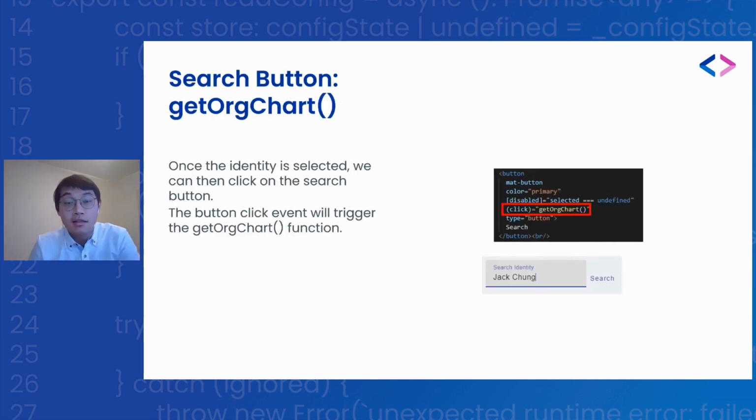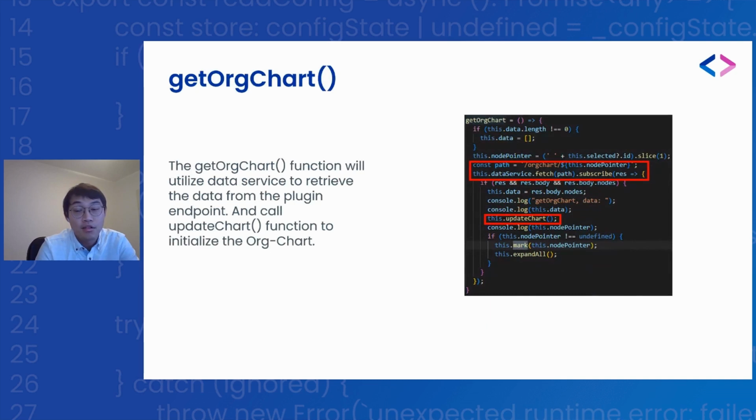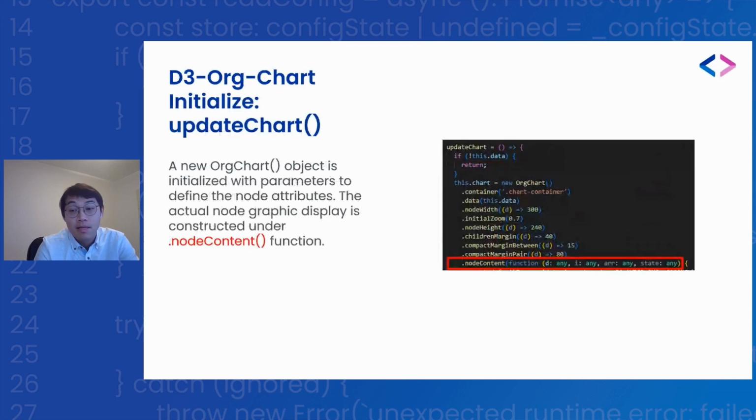Once the identity is selected by the user, we can then click on the search button. The button click event will trigger the getOrgChart function. The getOrgChart function will utilize the data service to retrieve the data from the plugin endpoint and call the updateChart function to initialize the org chart. The updateChart function basically initializes the org chart object with predefined parameters.